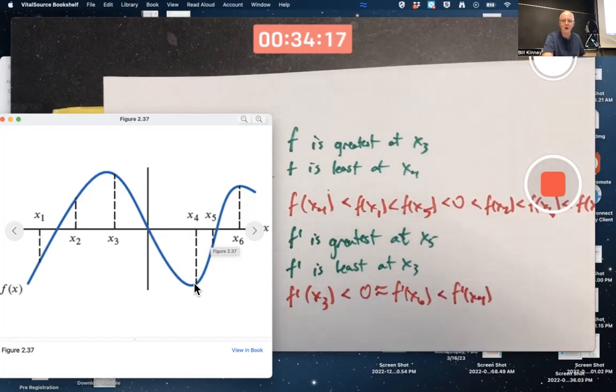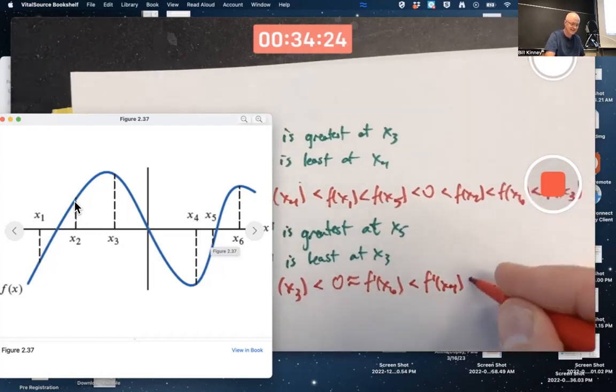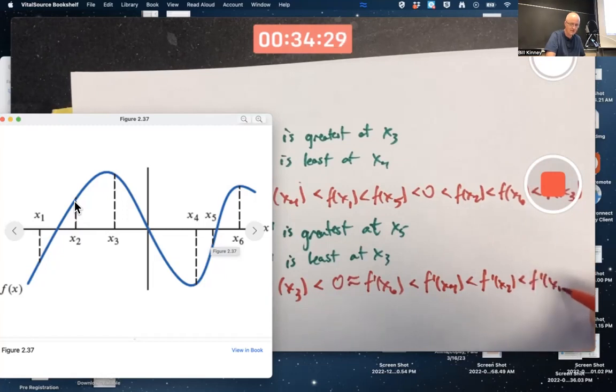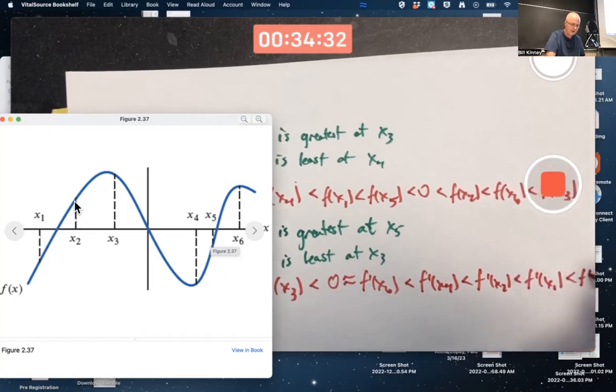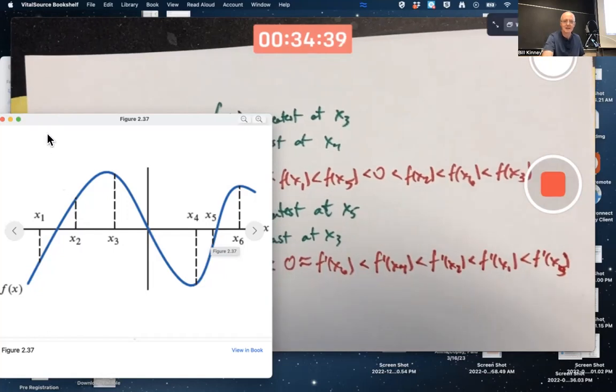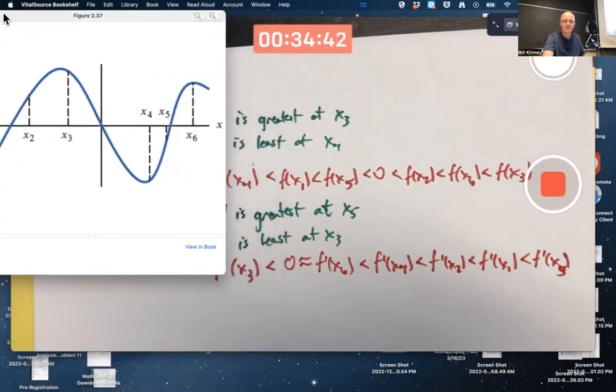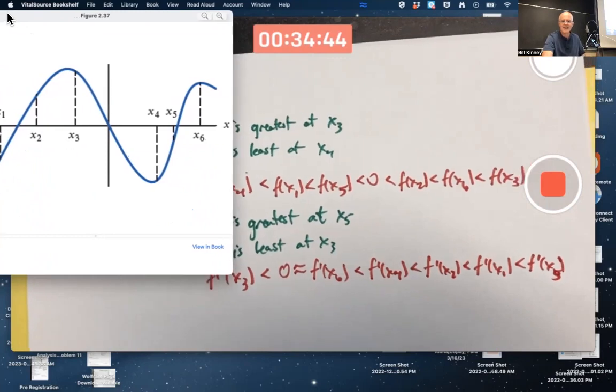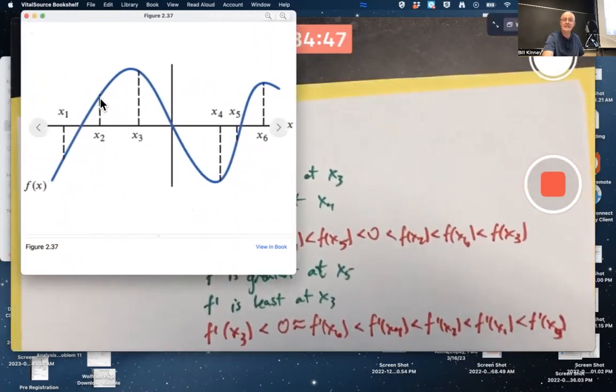How many do we have left? x1, x2, and x5 are left, right? F prime of x5 is the biggest. It looks like f prime of x2 is next. Then f prime of x1. Then finally, the biggest is going to be f prime of x3, sorry, x5, sorry. It's a 5. Yes, f prime of x2 is smaller than f prime of x1, even though the function's higher at x2.